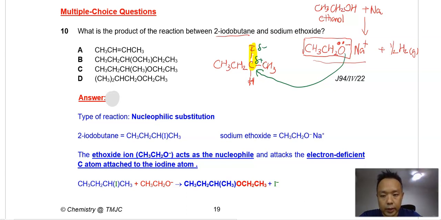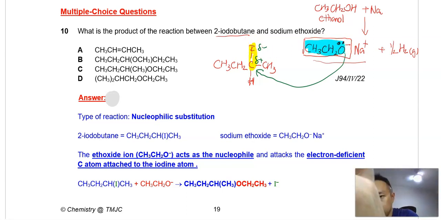Okay, so in this case, in the nucleophilic substitution reaction, the ethoxide will therefore replace the iodine. I repeat again, the ethoxide will replace the iodine. You substitute the iodine. So in this case, the question is not asking for SN1 or SN2, it's just basically asking what's the product. So you can take a look at the options. Like I said, this is replacing the I. So this is the formula.